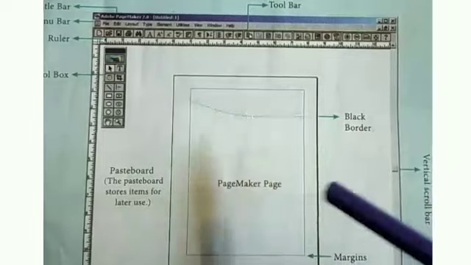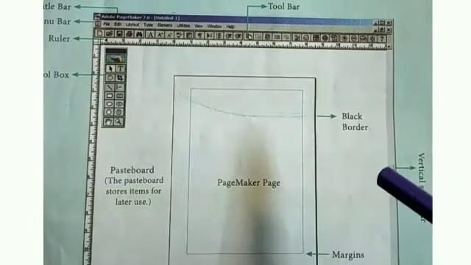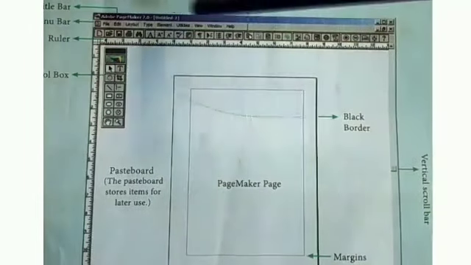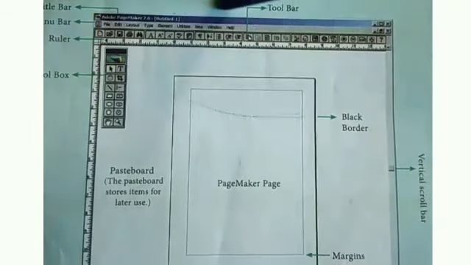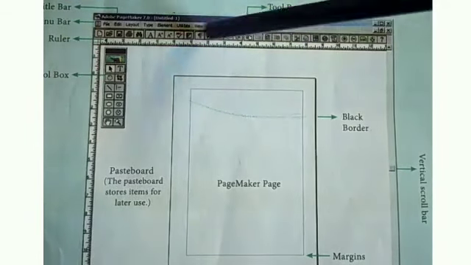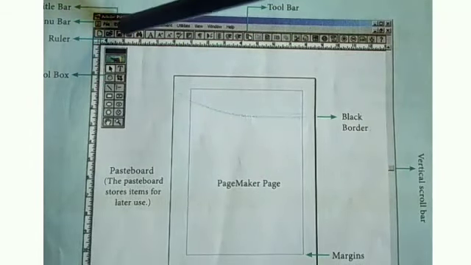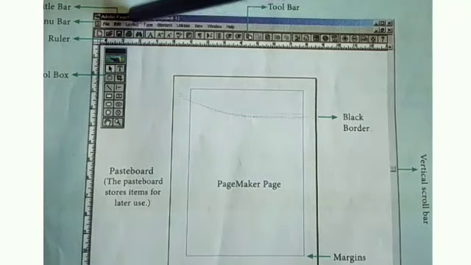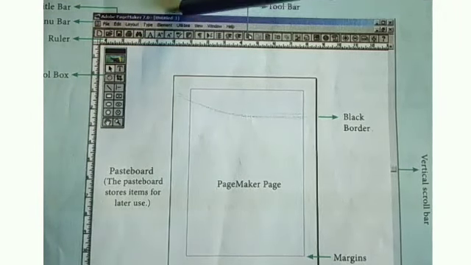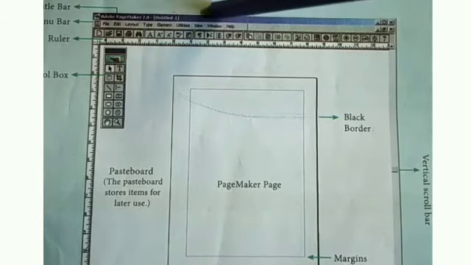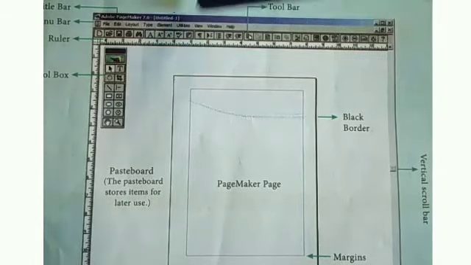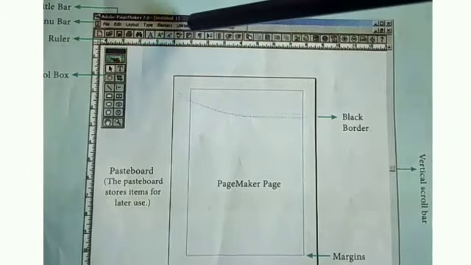Now we are seeing the workspace of the Adobe PageMaker window. First one, the topmost part of the area is called the title bar. The title bar is used to display the software name, that is Adobe PageMaker 7.0, and next, Untitled 1, which is the default document name. If you want to change the file name, it can be changed.